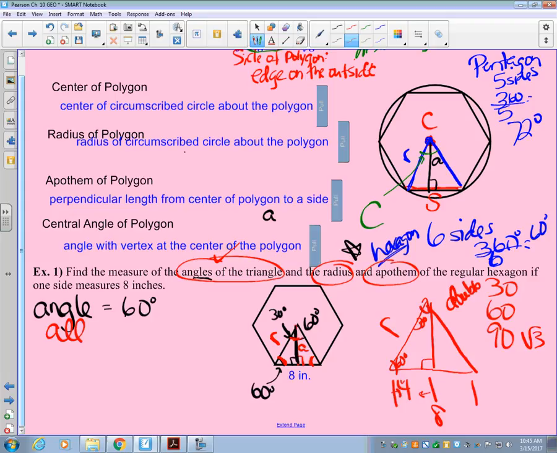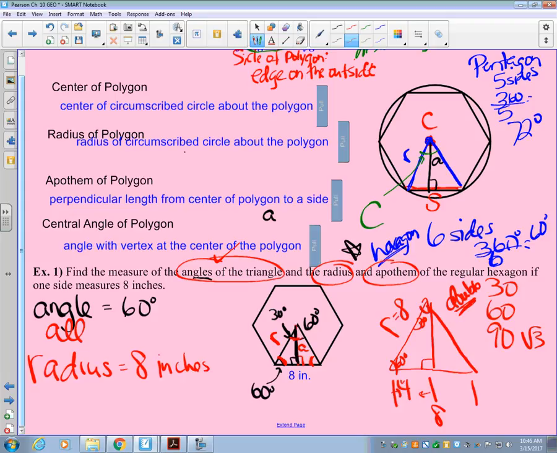That's just my little remembering tool, because 30 triples to get 90. The medium side, this guy here, is the short side times root 3. The hypotenuse is double the short side. So if our short side is 4, what's the hypotenuse? It's 4, 8. 8, yeah. So our radius is 8. And that would be inches.